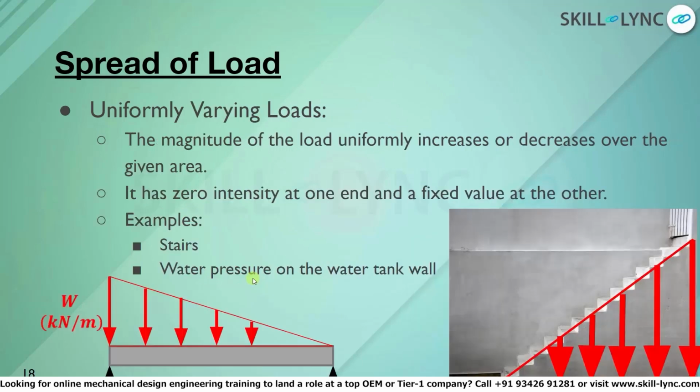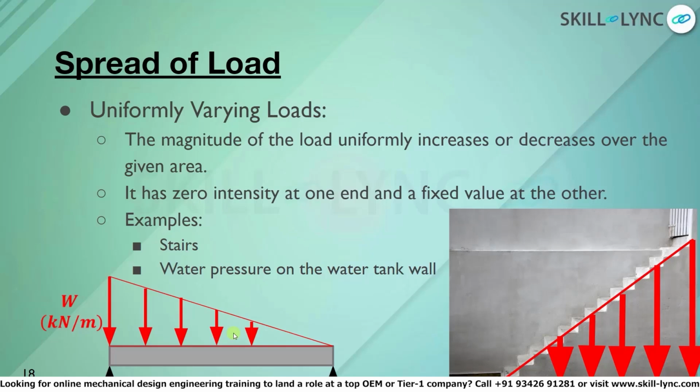The next type of spread load is called uniformly varying load. In this, the magnitude of load will uniformly increase or decrease over the given area. Thus, it has zero intensity at one end and a fixed value at the other. This type of load is also known as a triangular load, as the shape of the load that is applied to this beam will now be triangular. Examples of uniformly varying loads are stairs and water pressure on a water tank.